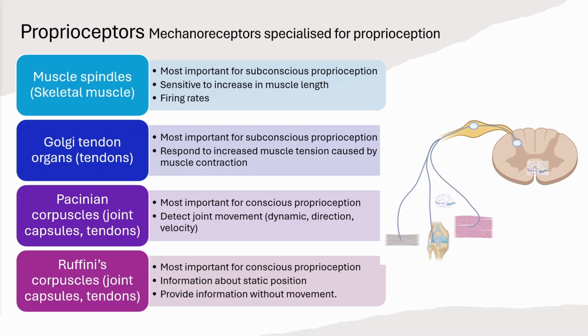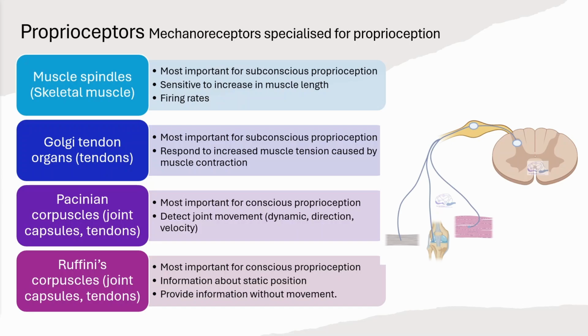The Pacinian corpuscles are on the joint capsules and tendons, and they are most important for conscious proprioception, and they detect joint movement, both dynamic joint movement, the direction of that joint movement, and the speed of that joint movement.